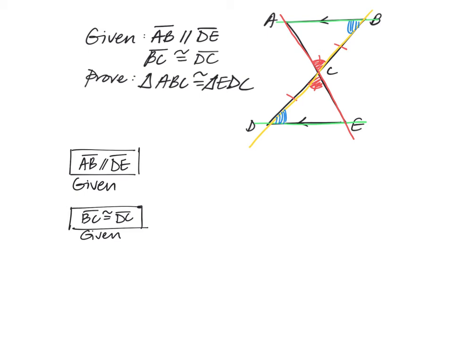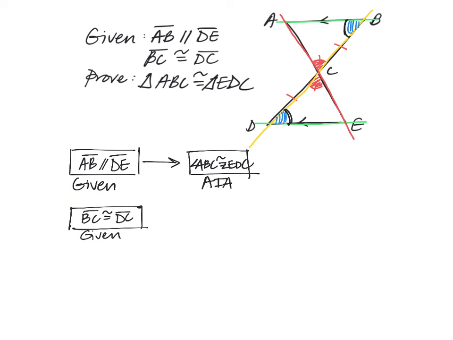Now, because of the parallel lines, I found out that I had a pair of congruent angles. That was angle ABC. It was congruent to angle EDC, and that was because of alternate interior angles. So that's this pair of angles right here.